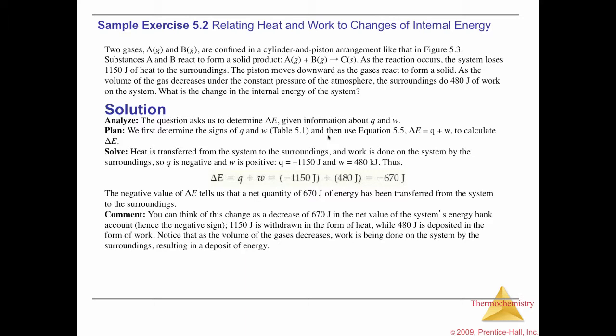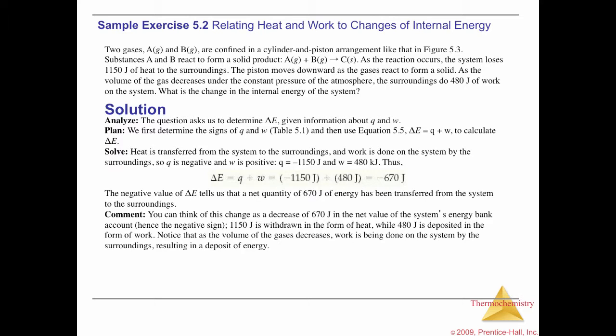Work is done on the system by the surroundings. This is told to us in the question. It says, under the constant pressure of the atmosphere, that the piston is moving downward. So because work is being done on the system, we have a positive sign for work. This incidentally should be joules, not kilojoules, so our units are actually in agreement. Once again, this is 480 joules, not 480 kilojoules. And since we have a negative sign for heat and a positive sign for work, we wind up with a delta E value of negative 670 joules.